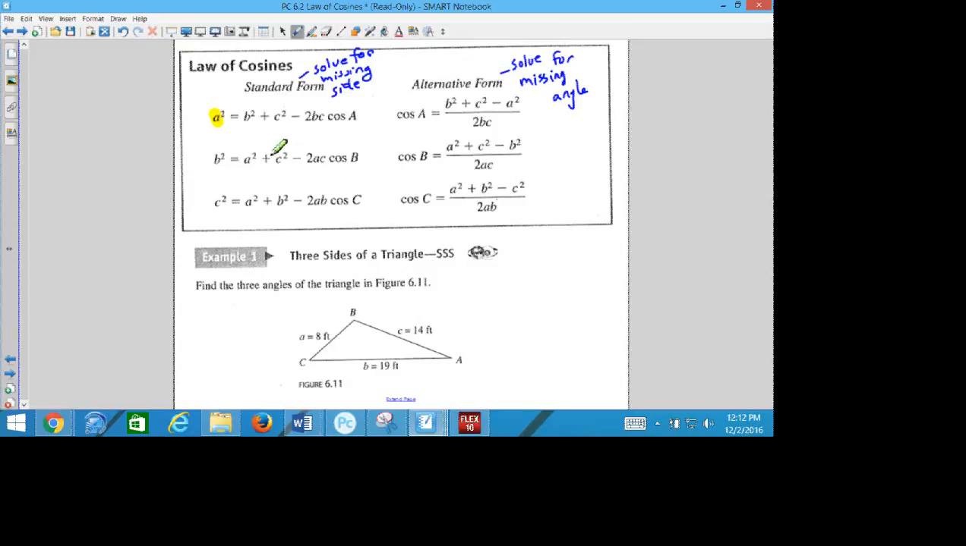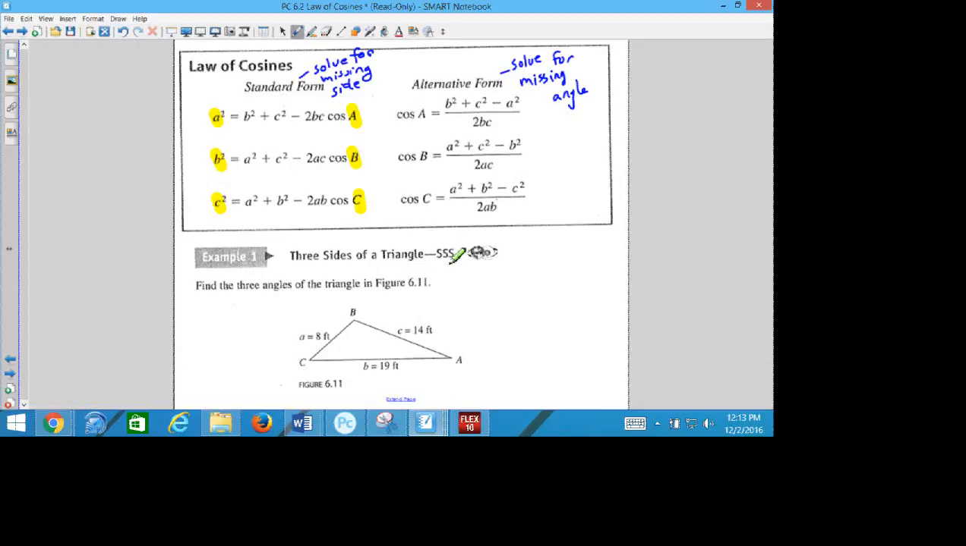So the first one, if you're solving for side A, you would use the first one. And notice that you have to know angle A to solve for side A. For the second one, if you were solving for side B, you would have to know angle B. For the third one, if you were solving for side C, you would have to know angle C. Where are side C and angle C located in a triangle? They're opposite. So if you're solving for a side, you have to know the opposite angle.